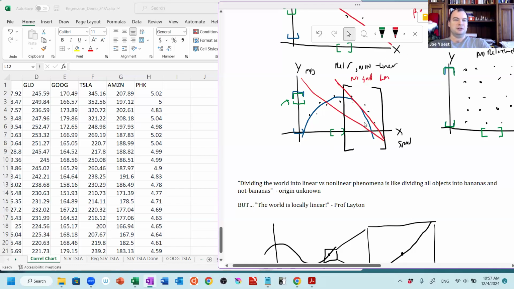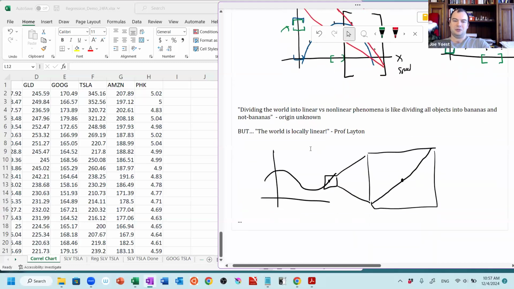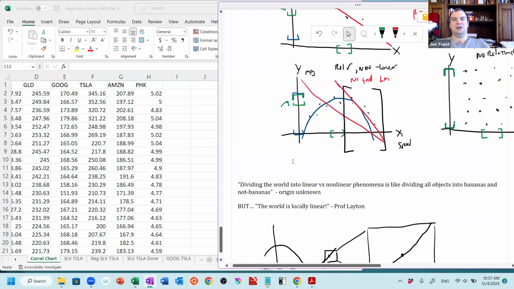So narrowing your scope, kind of zooming in, so to speak, can often take a nonlinear problem and make it look linear, and then you might be able to do some of this regression analysis on that smaller portion of the sample.